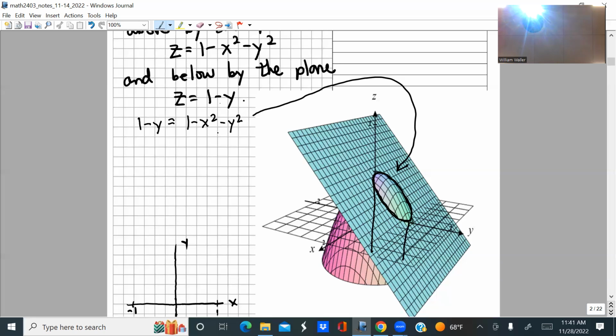So we just had to figure out, what is that equation? What does the graph of that equation look like?